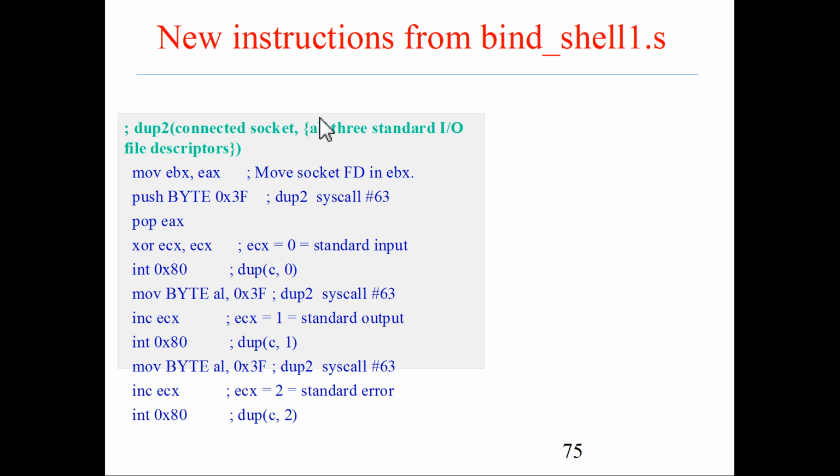So dup2 is very simple. It takes 2 integers. The first one is, for our purposes, going to be the socket that we're setting up, and then we're going to pass it standard in, standard out, and standard error. So standard in is going to be 0, standard out is going to be 1, standard error is going to be 2.